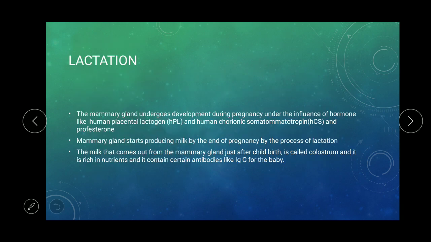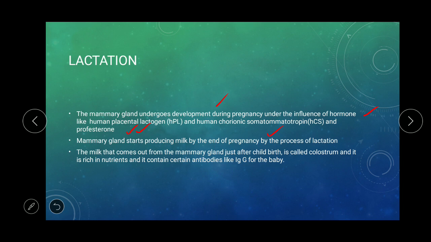Now lactation. Lactation is the supply of milk to the child after birth. The mammary gland undergoes development during pregnancy under the influence of human placental lactogen. We have already seen this is secreted by the placenta. So this is HPL, human placental lactogen, and human chorionic somatomammotropin, the HCS hormone, and progesterone. Sorry for the spelling mistake, this will be progesterone.